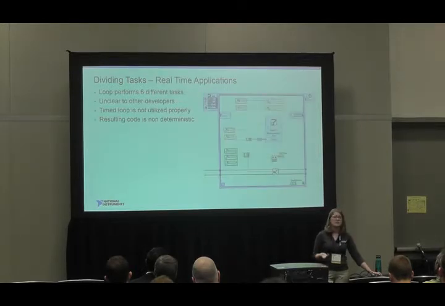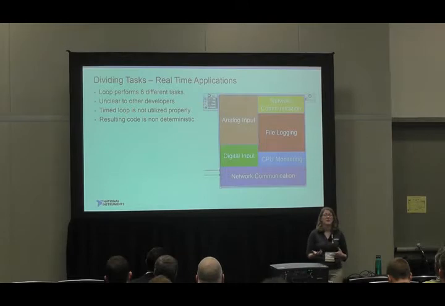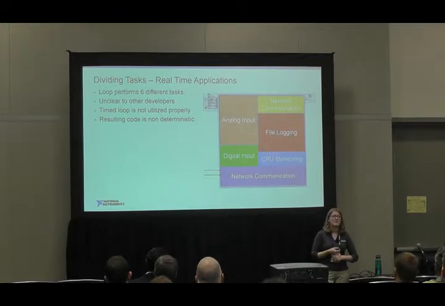This is a similar example of a real-time application. In this case, our developer used a time loop, and again has put network communication, file logging, and analog input all in one loop, which isn't generally going to be good practice to begin with. But when you add a real-time application into the mix, you're losing any advantage of that time loop. You're not going to have a deterministic application.